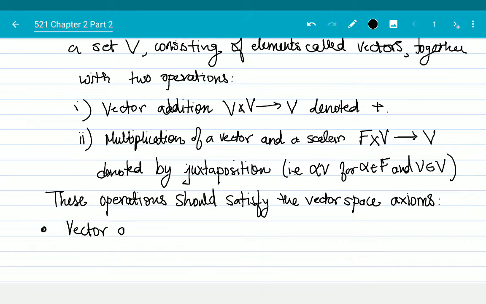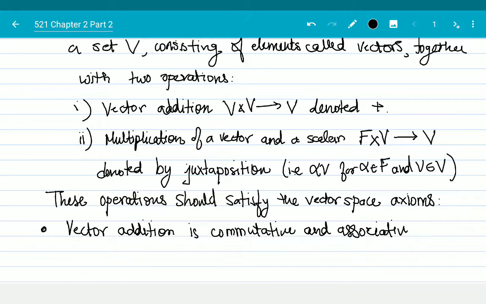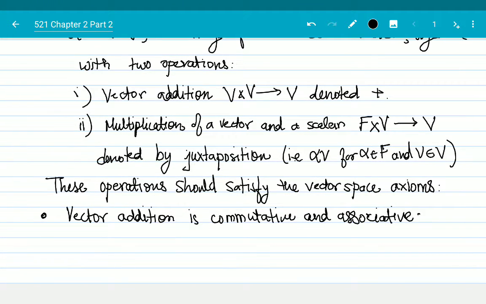Vector addition is commutative and associative. I am not going to elaborate on what that means. You should know the definition of these words by now.